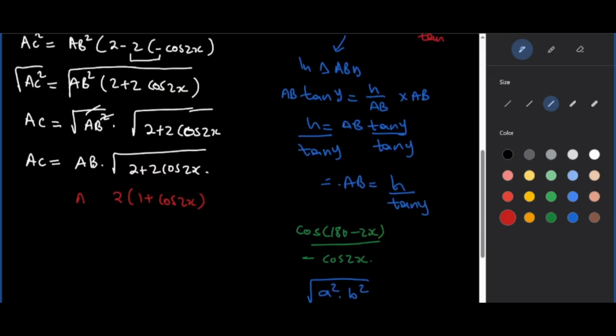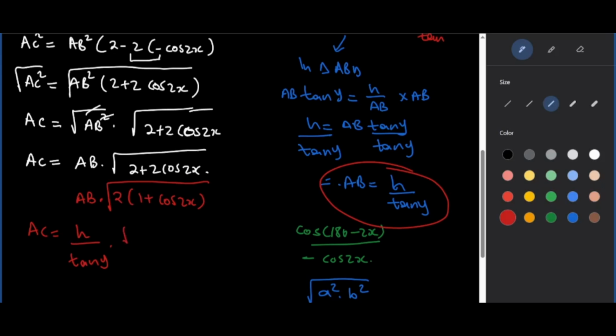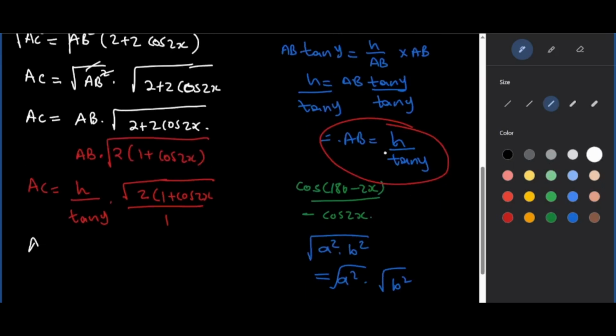So now let's substitute AB in there. We said AB is h over tan y. So AC is equal to AB, which is h over tan y, times the root of 2 into 1 plus the cos 2x over 1. When you cross multiply, what do you get? AC, the one that you are looking for. AC is equal to h root of 2 into 1 plus the cos 2x over tan y.